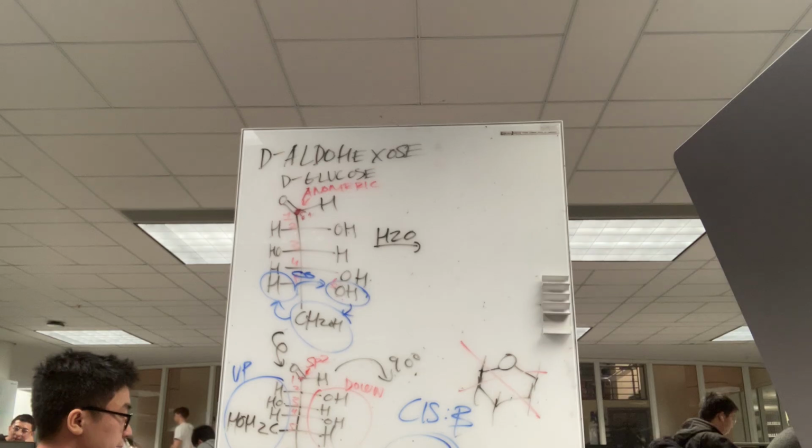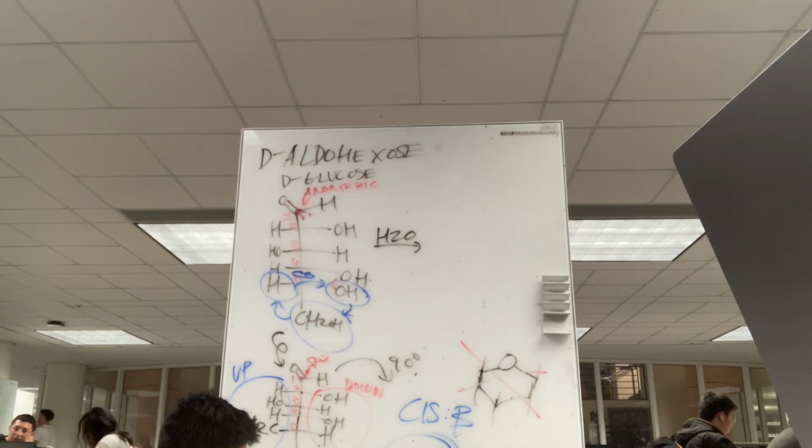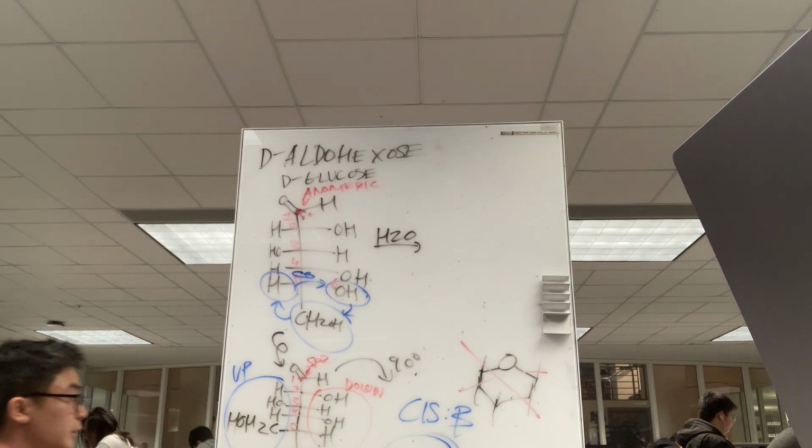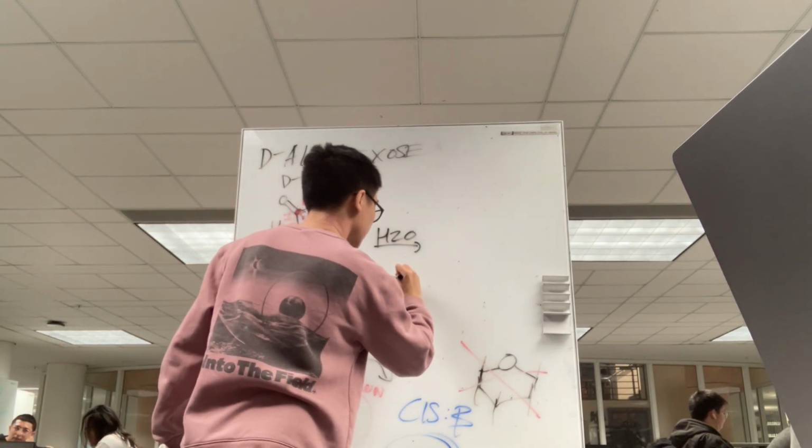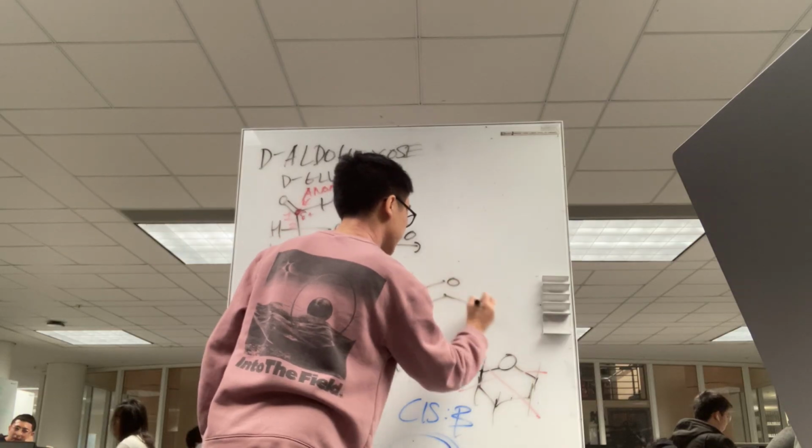Where this is going to be the anomeric carbon right there. This is going to be 1, 2, 3, 4, 5, 6. Now, before we do that, let me review the chair conformation here.